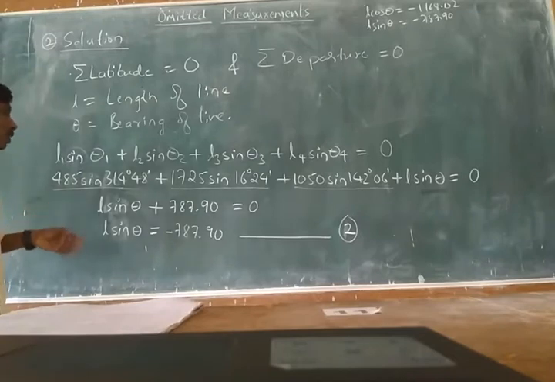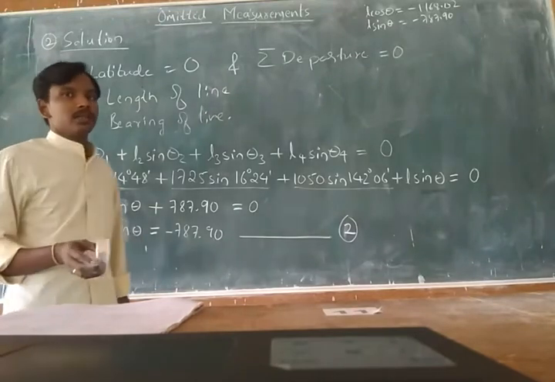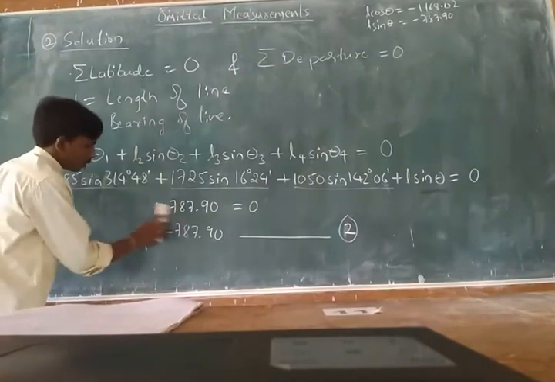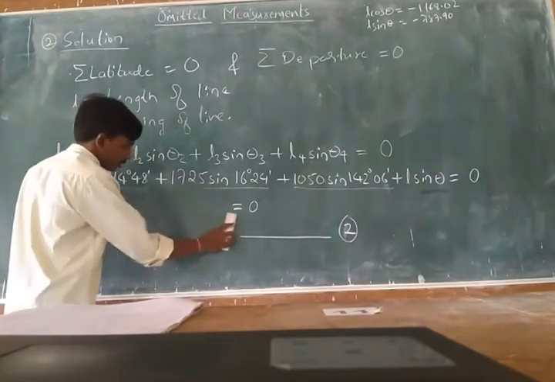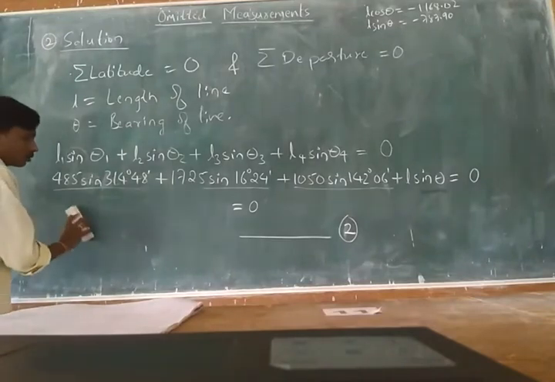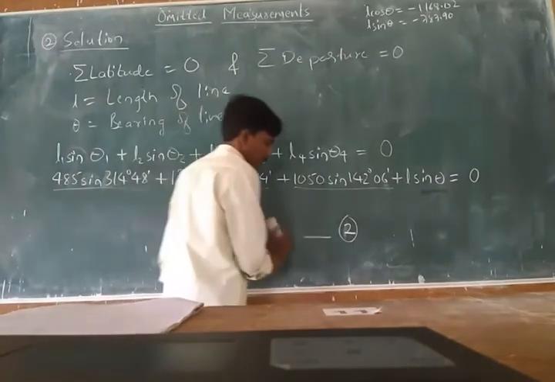Now as we know the latitude and departure, we can calculate the length by using the formula: length of the line is equal to square root of latitude square plus departure square.